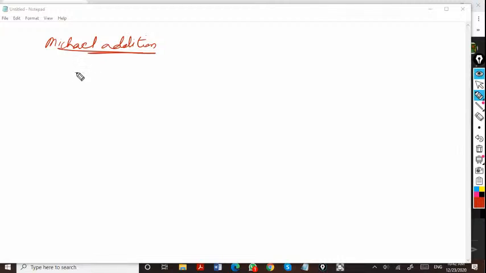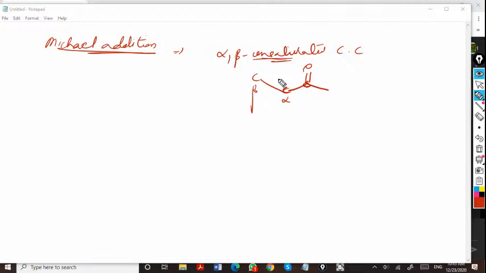So Michael addition is about the alpha beta unsaturated carbonyl compound. Okay, alpha beta unsaturated carbonyl compound. So what is an alpha beta unsaturated carbonyl compound? This is the carbonyl. The carbon which is attached to the carbonyl is considered to be alpha. Okay, the next carbon will be considered to be beta. Unsaturation means double bond. So if a compound has a double bond at alpha beta along with the carbonyl, it is said to be an alpha beta unsaturated carbonyl compound.